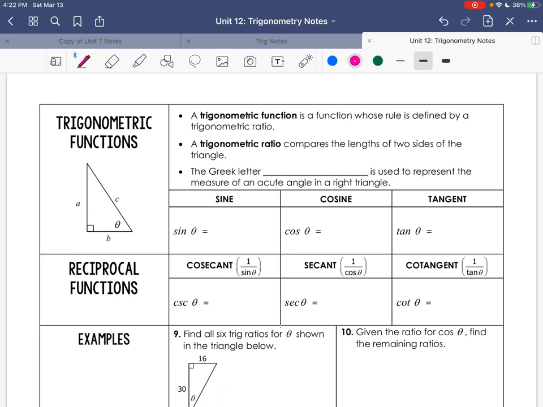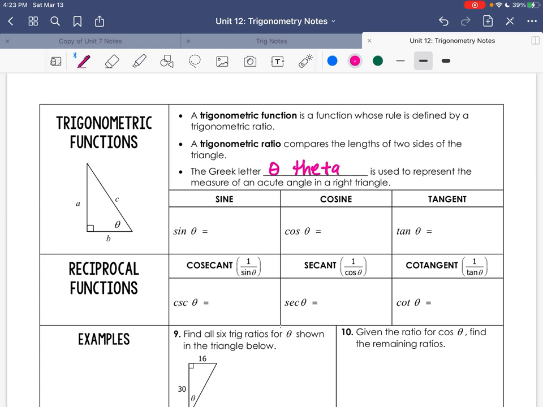A trigonometric function is a function whose rule is defined by a trigonometric ratio. A trigonometric ratio compares the length of two sides of the triangle. The Greek letter theta, so theta looks like this and is written like this, is used to represent the measure of an acute angle in a right triangle.